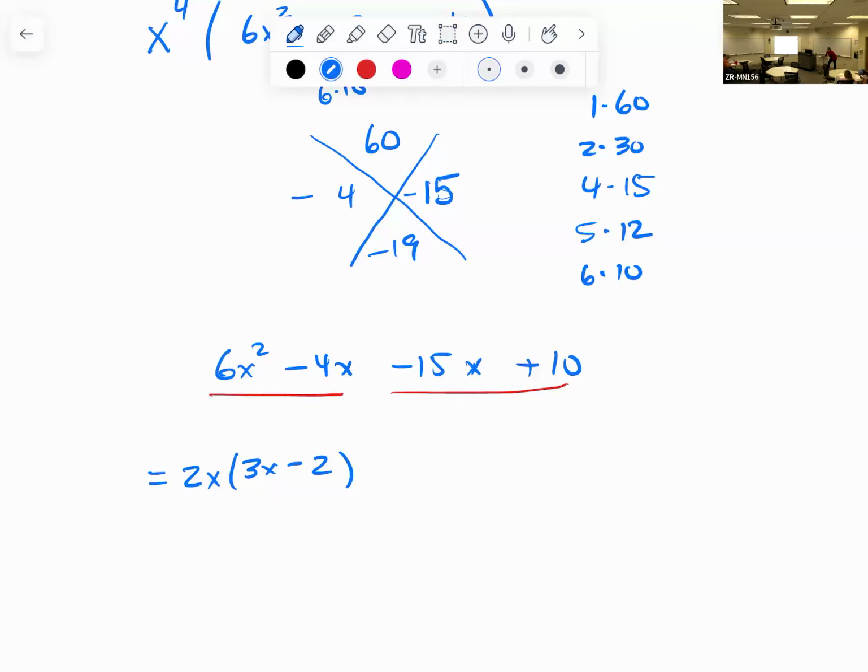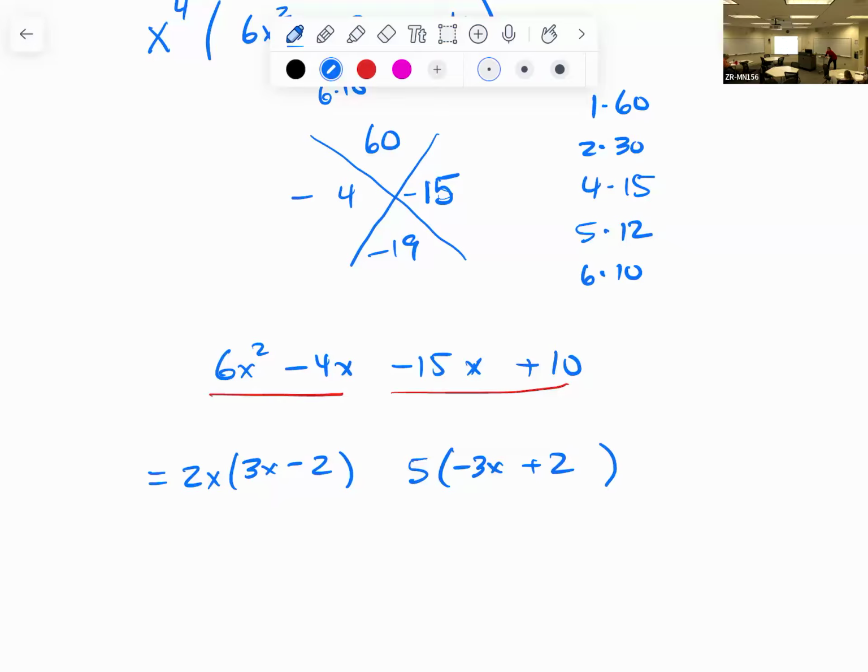Excellent. Bryant, what do I need to pull out of the second two terms? 5. Do I pull an x out? No. Kaylin, what remains inside? Negative 3x plus 2. Excellent. Well done. What's the problem, Kaylin?